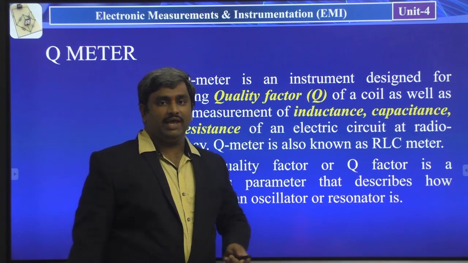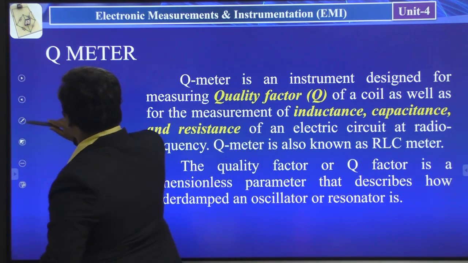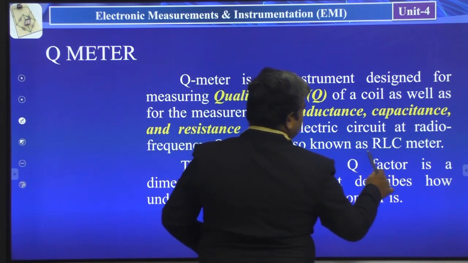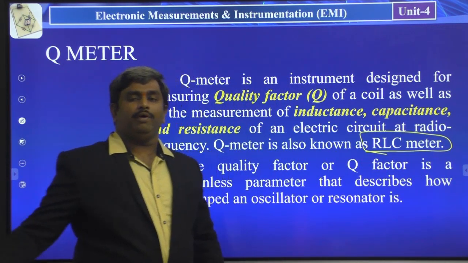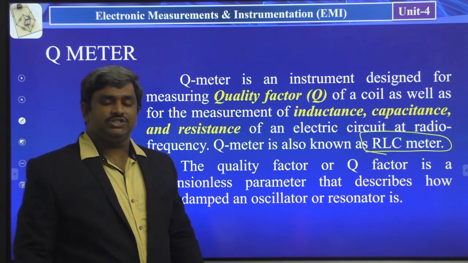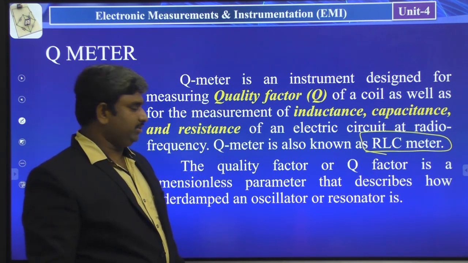Q meter is also known as RLC meter. This is very important. The Q meter is also known as RLC meter. Why? Because here we are using this meter for measuring the resistance, inductance, capacitance. So for that reason we can call it an RLC meter also.